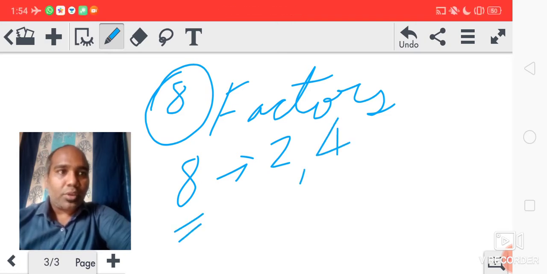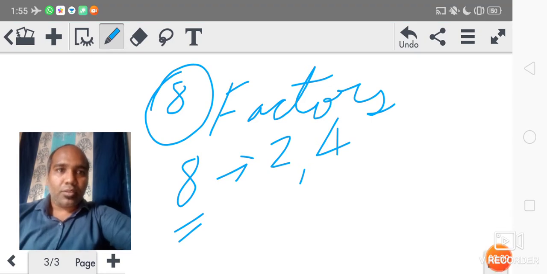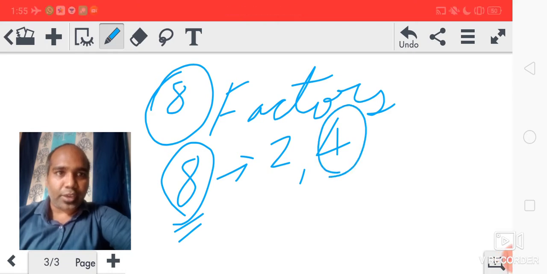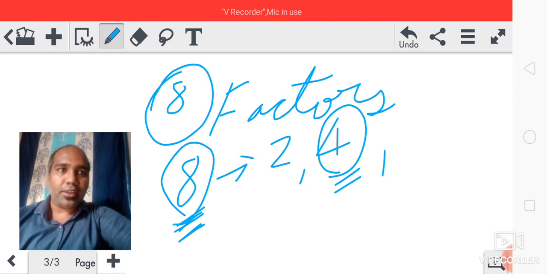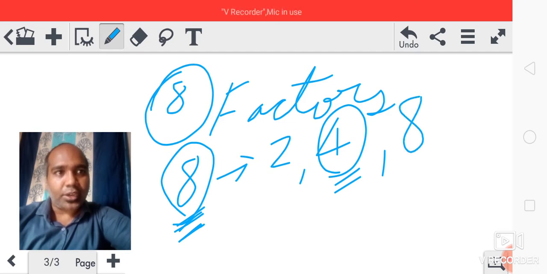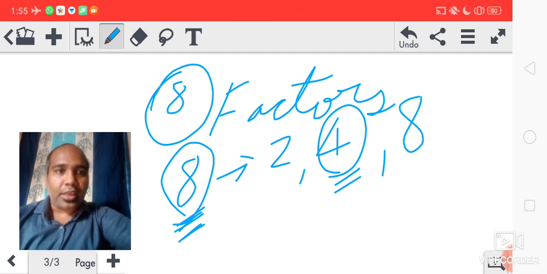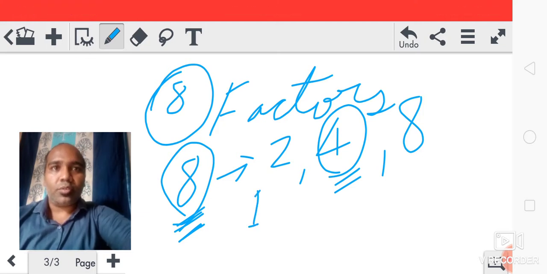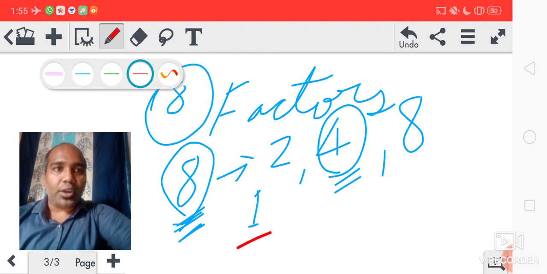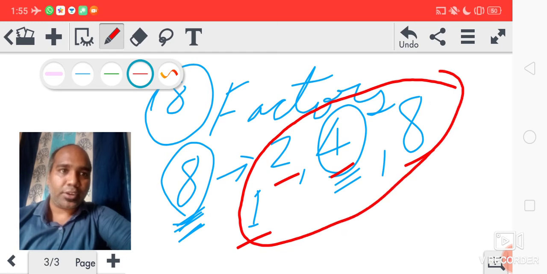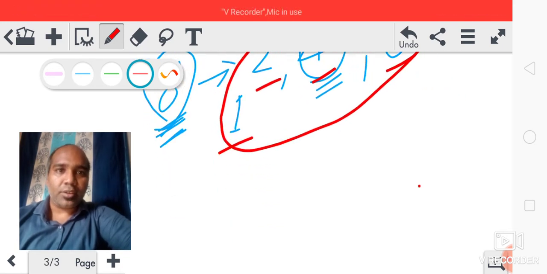Then in the table of 4 we get 8, so 4 is a factor of 8. Then 8 comes in which number's table? 8 comes in the table of 8 itself, 8 1s are 8. And 8 comes in the table of 1 also, 1 8 is 8. So 1, 2, 4, 8, all these are factors of 8. Got it?